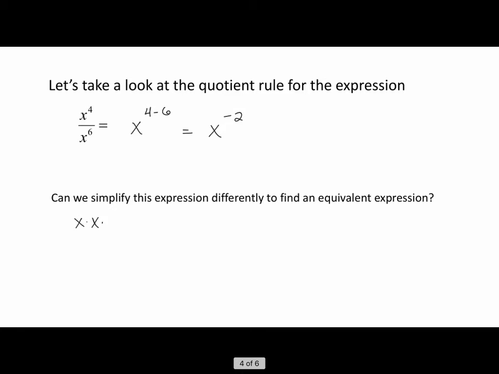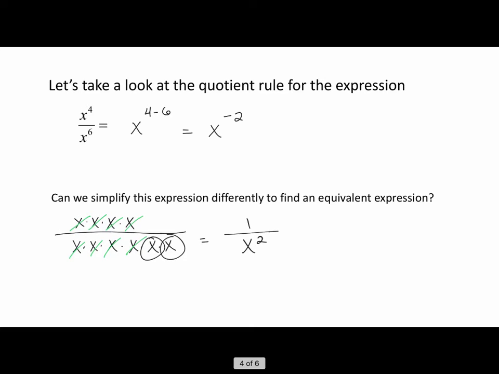So x to the fourth means x times itself 4 times, and in the denominator x to the sixth means 6 factors of x. Then we can simplify by dividing a factor in the numerator that's also in the denominator, so x divided by x, and that cancels all of those out. So what is left in the denominator? X times x, that's x squared. What's left in the numerator? That will be just the numerical coefficient of 1.